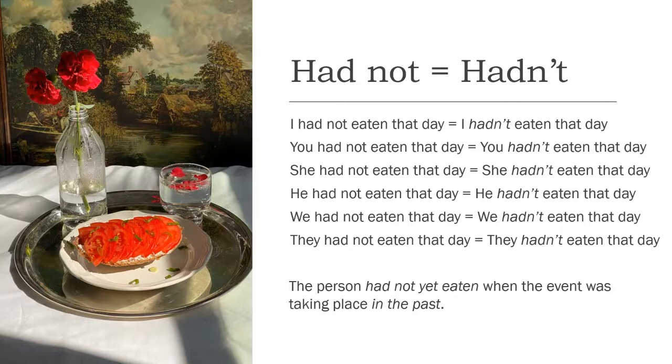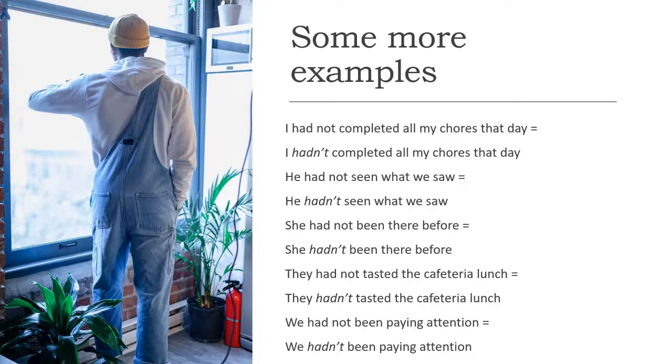Let's see another set of examples. I had not completed all my chores that day. I hadn't completed all my chores that day. He had not seen what we saw. He hadn't seen what we saw. She had not been there before. She hadn't been there before. They had not tasted the cafeteria lunch. They hadn't tasted the cafeteria lunch. We had not been paying attention. We hadn't been paying attention.